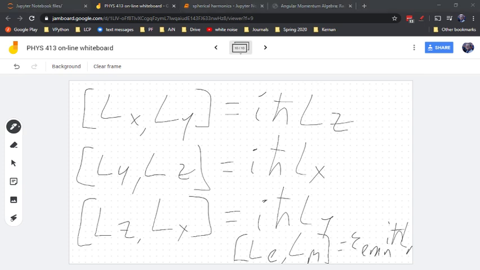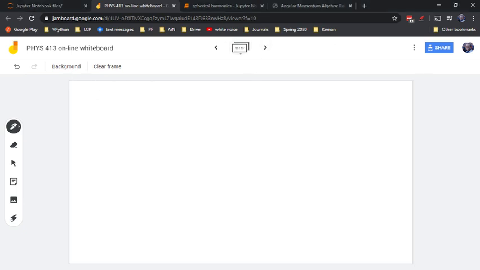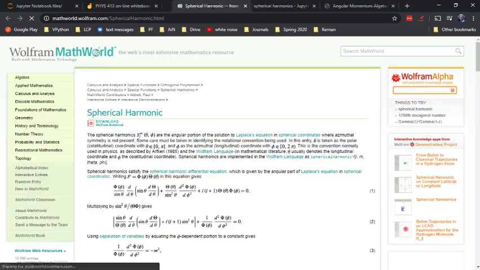Okay, so let's get to the question of what these things look like. I'm going to send you a link, and I'm also going to put it up here, about what these things look like in terms of wave functions, right? Because it's nice to have these commutation relations, and it's nice to get the eigenvalues, etc. But we want to get an idea of what these things look like.